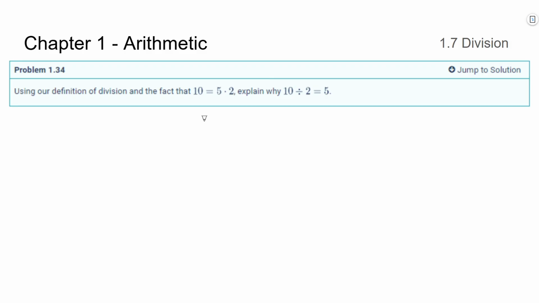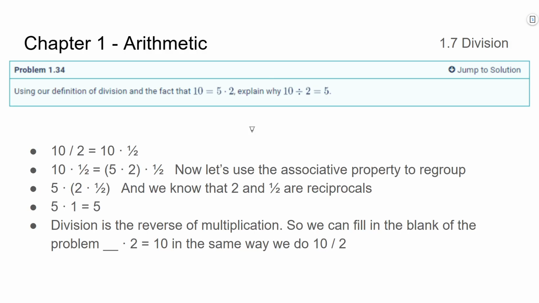So let's go ahead and do this in problem 1.34. Using the fact that 10 is equal to 5 times 2, explain why 10 divided by 2 is 5. So this is a little bit different than what I was just saying. This is kind of just division is backwards multiplication. All right, so we know 10 divided by 2 is the same thing as 10 times 1/2. We just said that in the last slide.